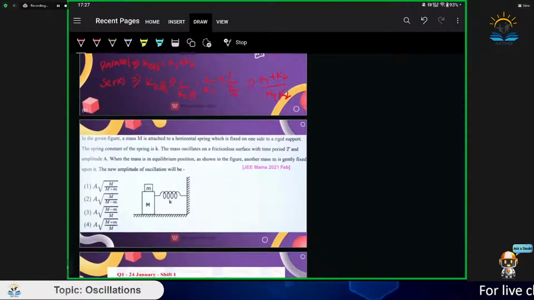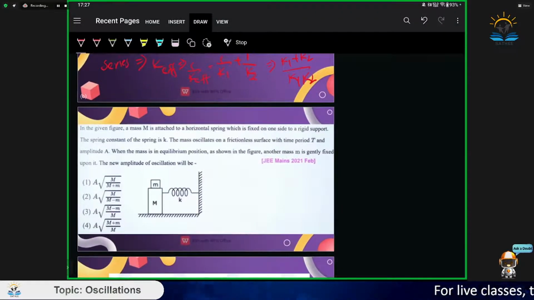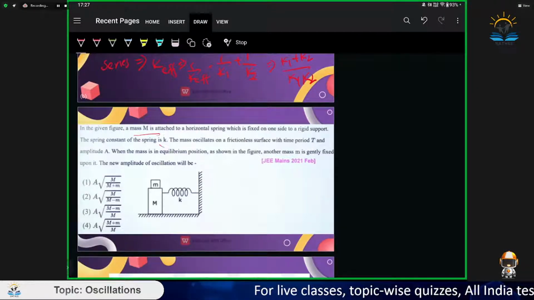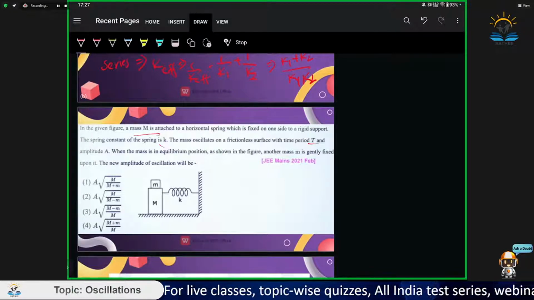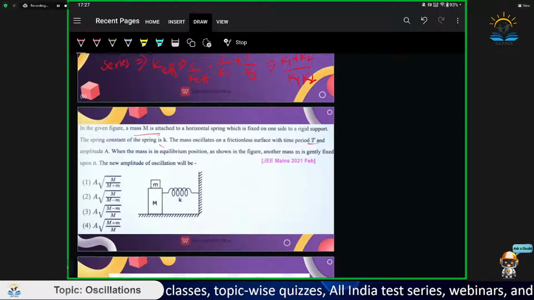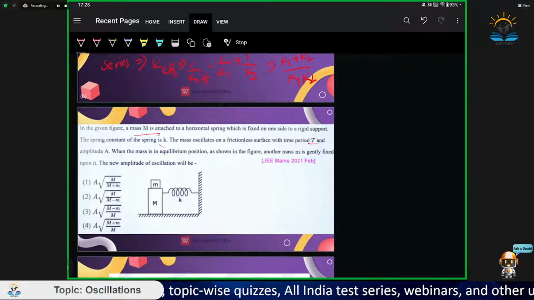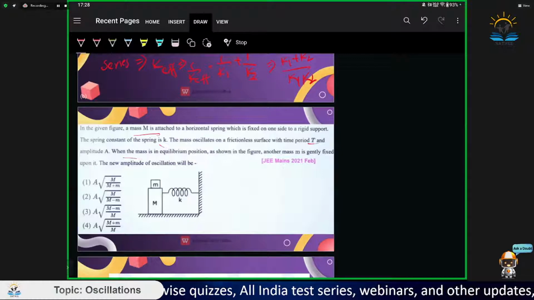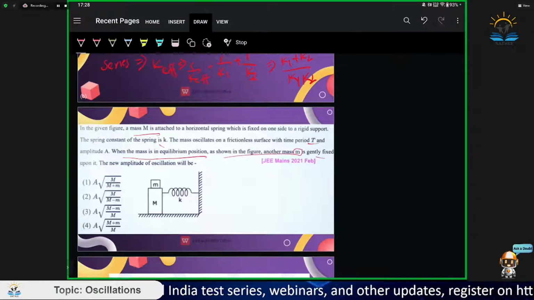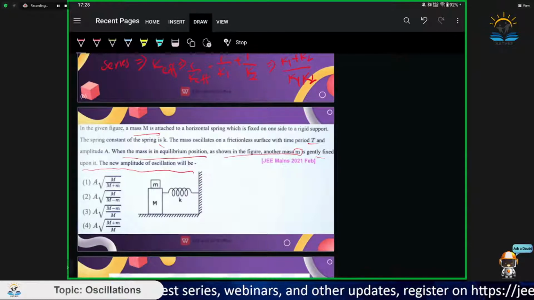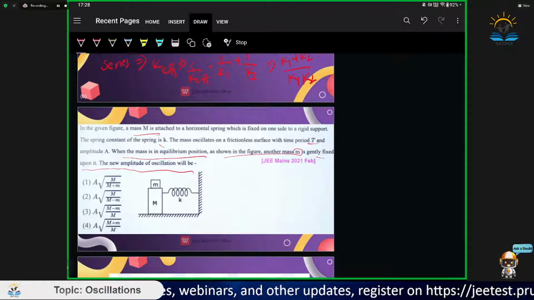Let's solve the first question. In the given figure, a mass capital M is attached to a horizontal spring which is fixed on one side to a rigid support. The spring constant of the spring is K. The mass oscillates on a frictionless surface with time period T and amplitude A. Now, when the mass is in equilibrium position, as shown in the figure, another mass small m is gently fixed upon it. The new amplitude of oscillation will be?